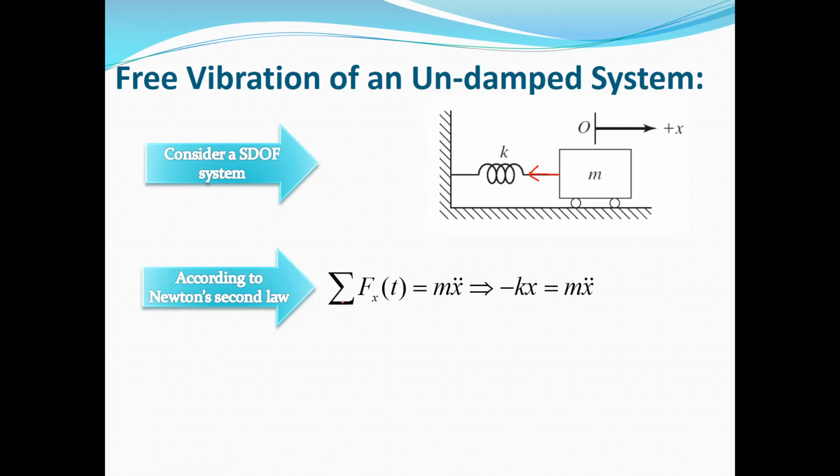X is the displacement from the equilibrium position. So in the X direction, the force equation is equal to minus Kx. This negative is due to the direction of the force. The force is in the negative direction of X.